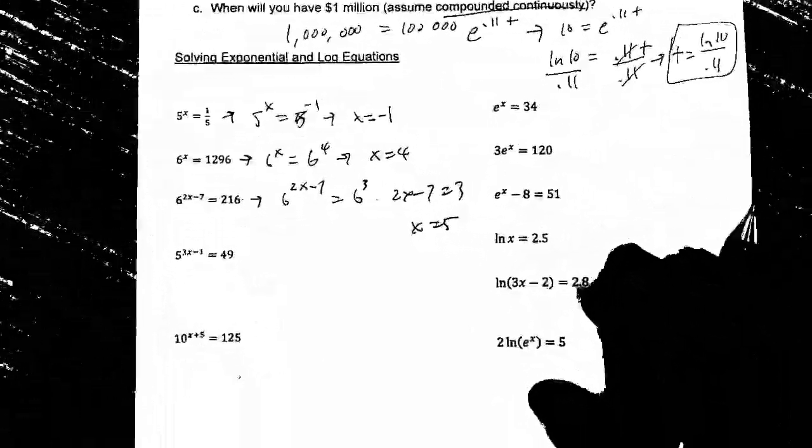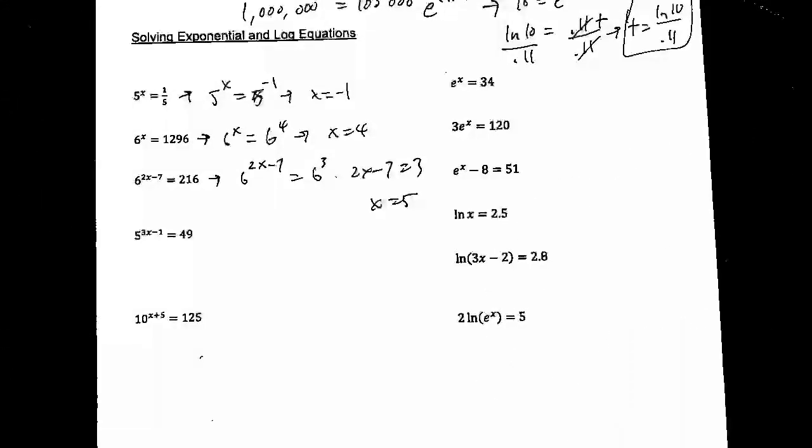6 to the 3. Well, 6 squared is 36. 36 times 6, 216. Okay, yeah. So that means 2x minus 7 must equal 3, and then x equals 5. Yeah. Okay, good. Are we following so far? You just make the base the same, and then you solve. You set the exponents equal to each other and solve.